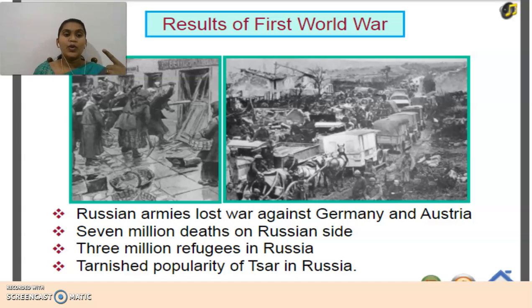So the Russian army, as I told you, mainly fought against Germany and Austria, but it lost against Germany and Austria. They were fighting on the Western Front and the Eastern Front. The Western Front was quite safe and successful, since they had trenches and tunnels. But in the Eastern Front, there were almost 7 million deaths and casualties from the Russian side. And to escape from that, the Russian army themselves started to destroy Russian buildings and even the crops, because they thought that whenever the enemies come and attack, there would be no place for them to live and survive, and no food for them to survive. With that idea, they destroyed. So that caused almost 3 million refugees in Russia.